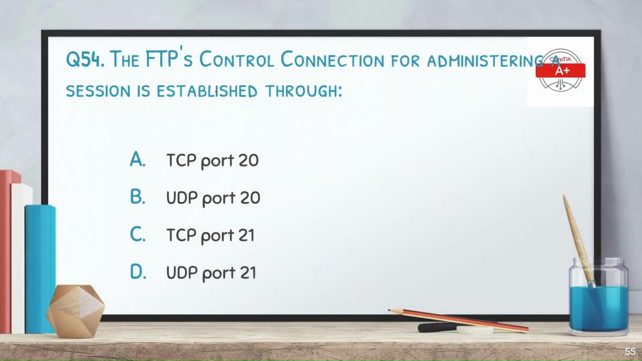Question number 54 is that the FTP's control connection for administering a session is established through, and again the options are A. TCP port 20, B. UDP port 20, C. TCP port 21, and D. UDP port 21. And the correct option is TCP port 21. So TCP port 21 is used basically for controlling the connection, while TCP port 20 is used for the actual data transfer.